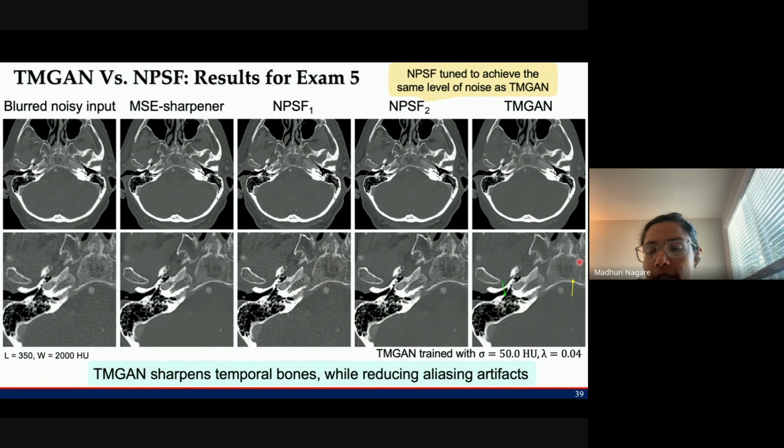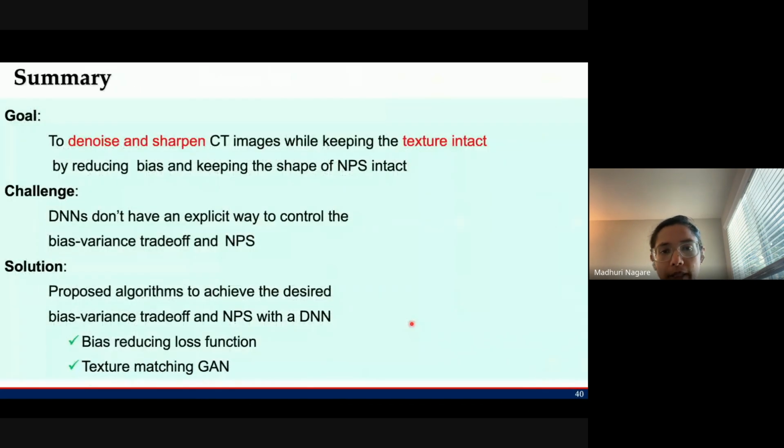Those are gone in TMGAN, but NPSF had to struggle with those artifacts, and even texture is more uniform in TMGAN compared to here. So TMGAN performs well even for the sharpening and compared to other methods.